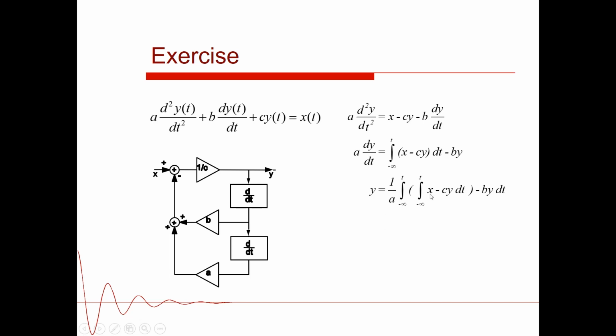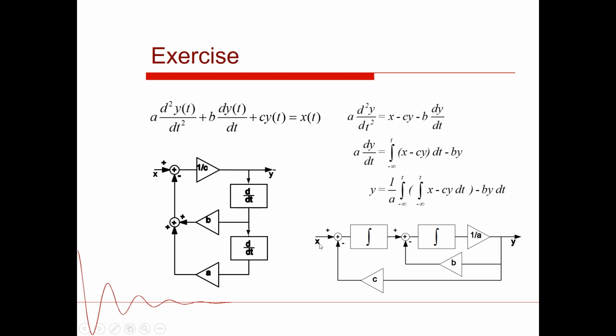Again, we start with the input signal and then we work from right to left. So x is my input signal, y is the output signal. We start off with the input signal x, and we subtract from x c times y. We have y, multiply it by c, and we subtract that from x. And then we have this expression, x minus c times y. And that's the signal over here.